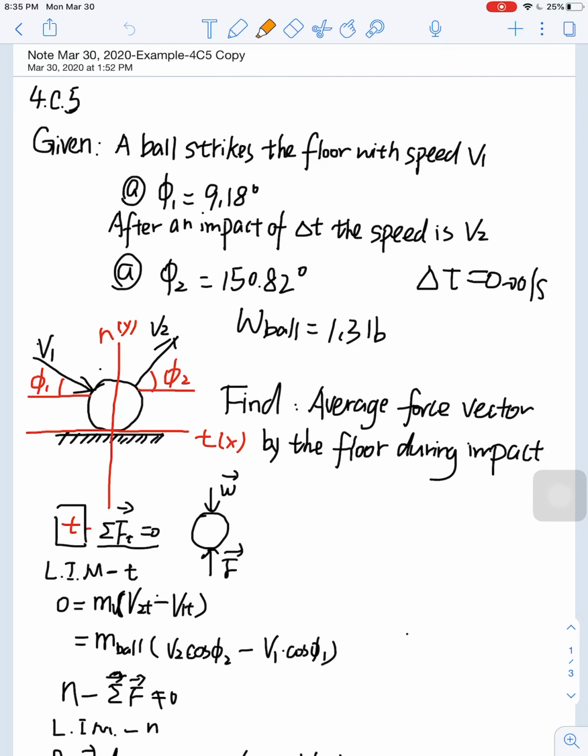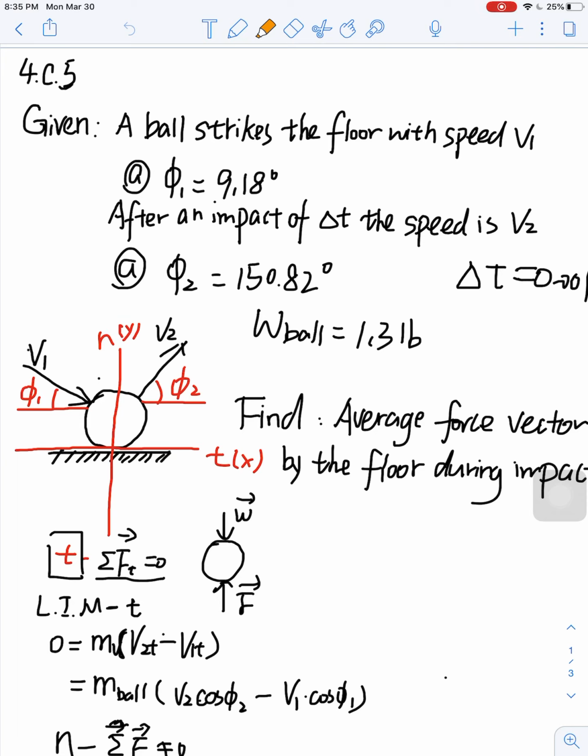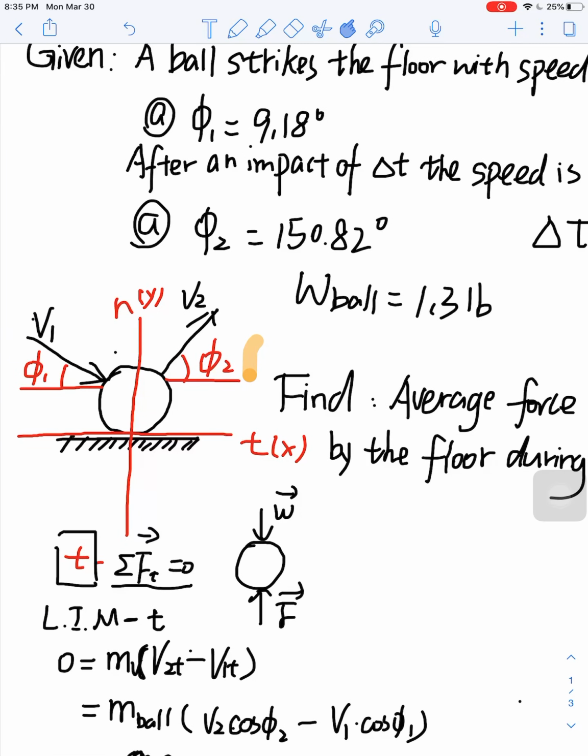Okay, let's look at this example. We have a ball strike on the floor and it bounces back, and both v1 and v2 have an angle with the floor. Okay, then what's the t and n coordinate system for this problem? t is the plane of contact, and n is the line of impact. So this is how we set up t and n, t as horizontal and n as vertical.